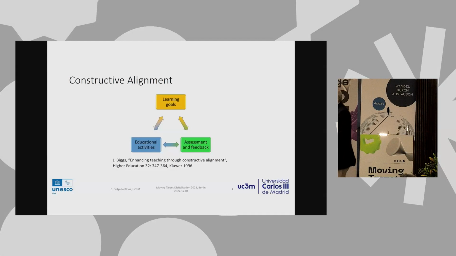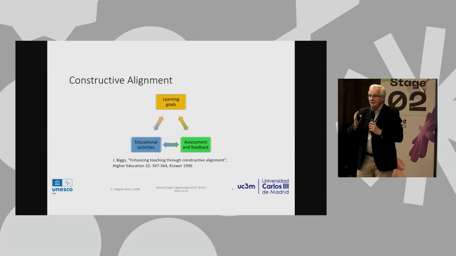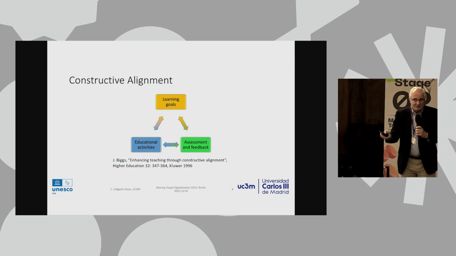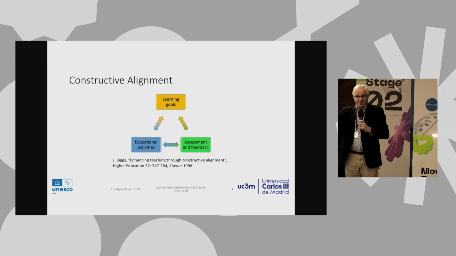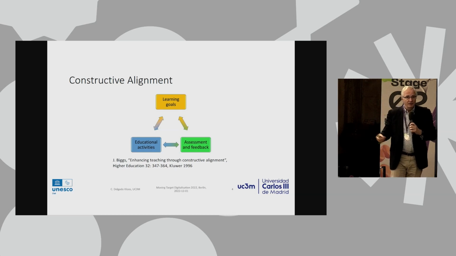And this is an old paper from Biggs. He talks about constructive alignment, the importance of aligning the learning goals with the assessments and feedback and learning activities. Very easy, very straightforward, no? First you think what do we want to teach, then you think about the assessment, how to assess this, and then you define your education activities to go with it.